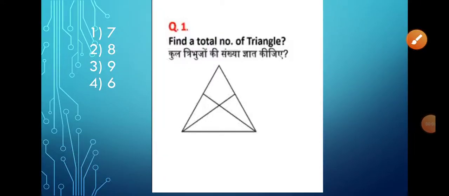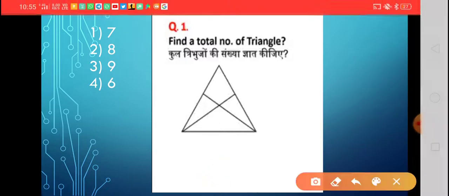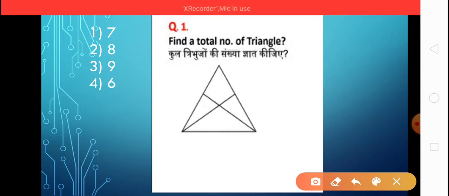Hello friends, today I am here with the new trick of mathematics. In this trick we will learn how to calculate the number of triangles in a given figure. So let's start with this given example.